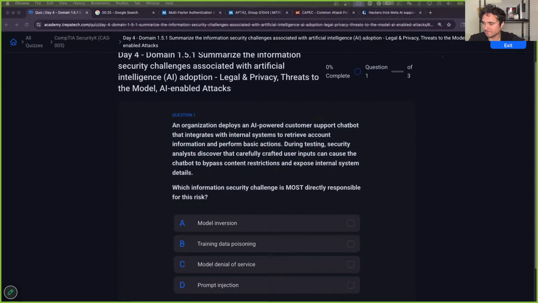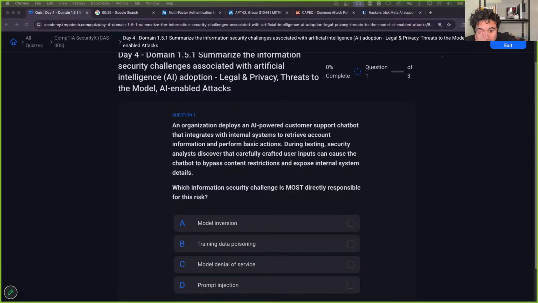Okay, question 1. An organization deploys an AI-powered customer support chatbot that integrates with internal systems to retrieve account information and perform basic actions. During testing, security analysts discovered that carefully crafted user inputs can cause the chatbot to bypass content restrictions and expose internal system details. Which information security challenge is most directly responsible for this risk?